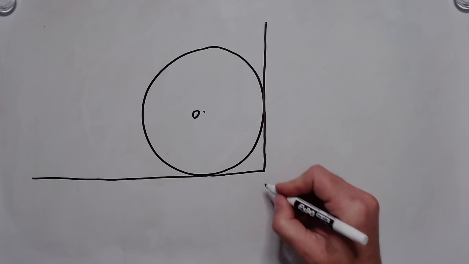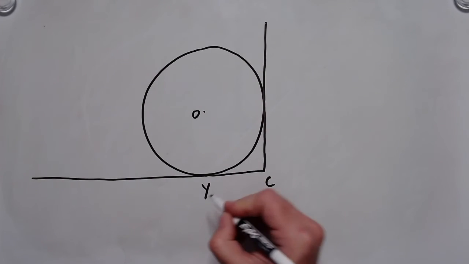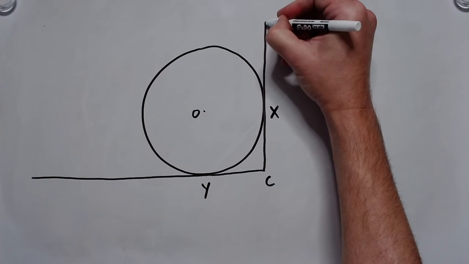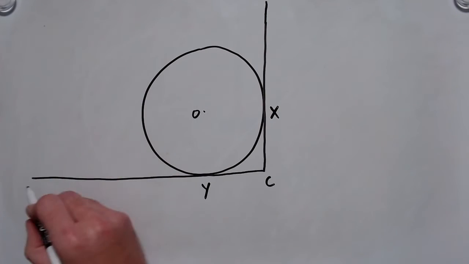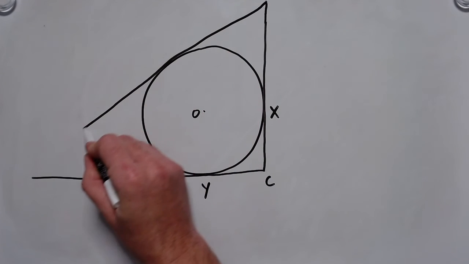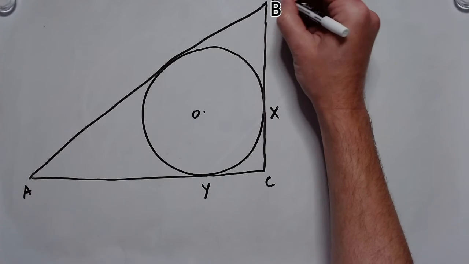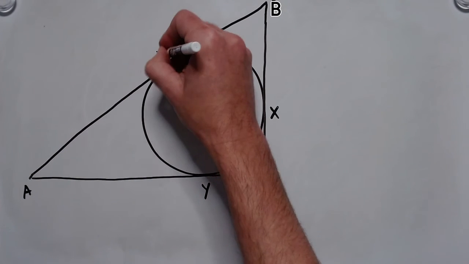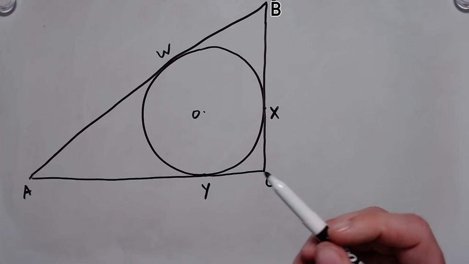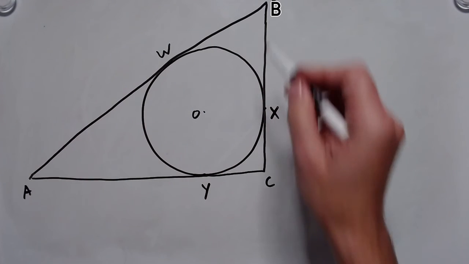And we're going to start putting some points on here. This will be C out here in space. This tangency point is Y. This is X. What I'm trying to do is draw a triangle so that we have 3 points of tangency. Oh, that's not the greatest line ever. And let's get some more points. A, and this is B, and this is W. So this is a point of tangency, point of tangency, point of tangency. So circle O is inscribed in triangle ABC.